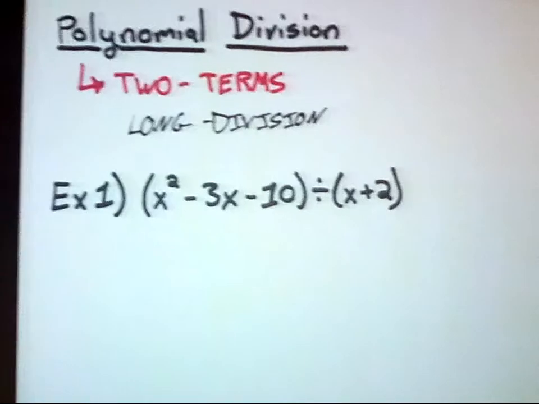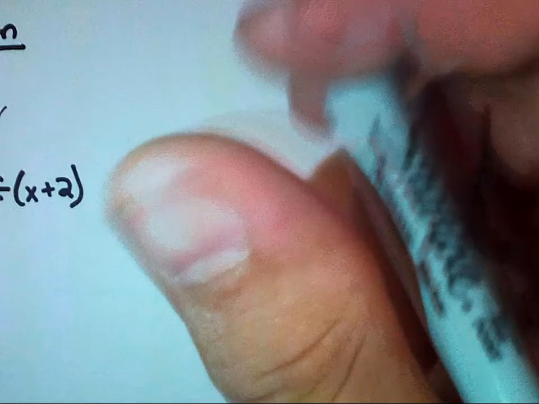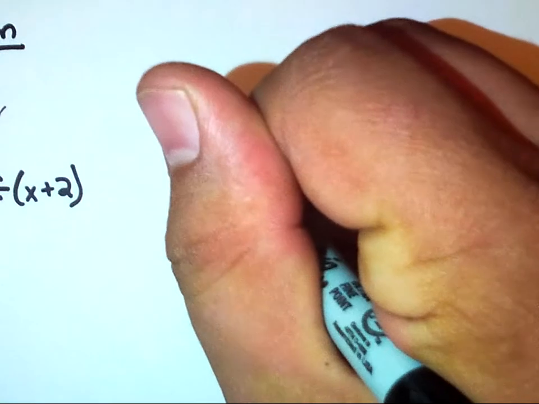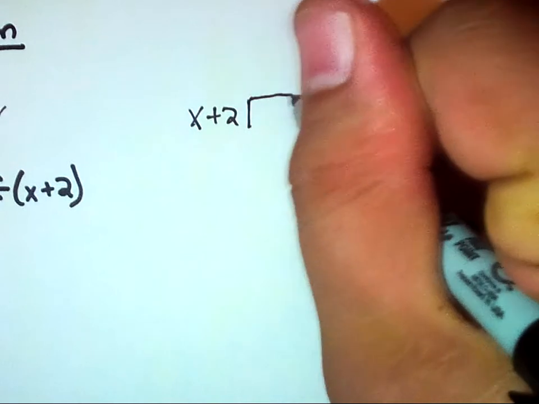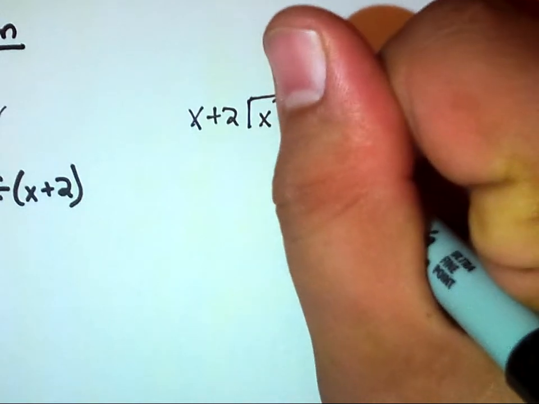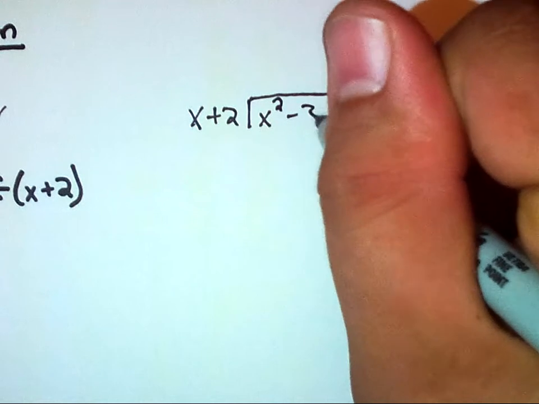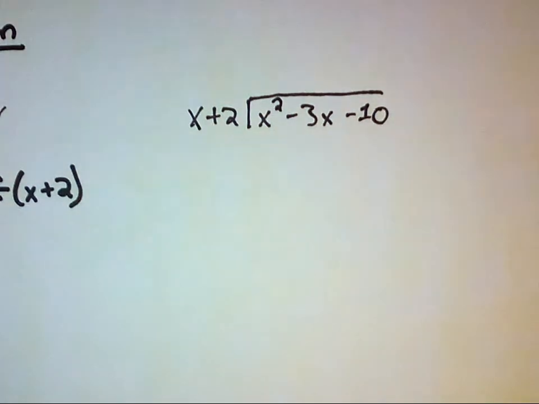So we need to go ahead and set up our long division. Off to the side here, I'm going to go ahead and get it ready. We're going to do x plus 2 on the outside, and on the inside, we're going to just do the polynomial that was there, so x squared minus 3x minus 10. All right, here's how this works.